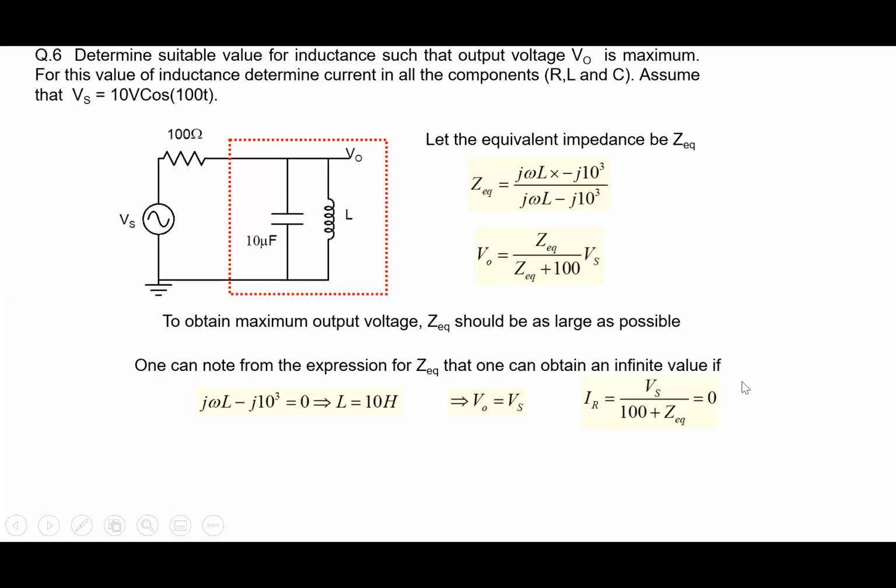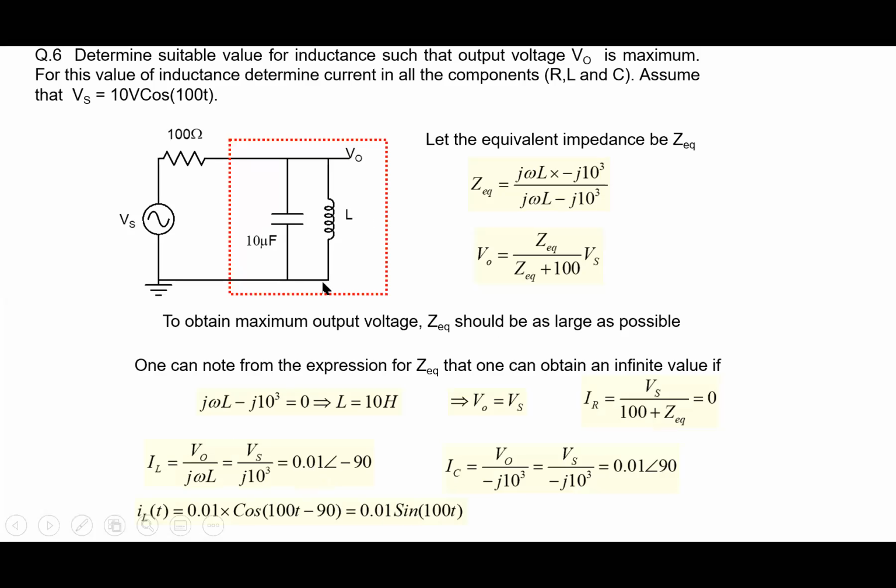So IR is 0, but IL we can calculate because we have a value of V0 and we have a value of impedance. So we can calculate. There's a fairly large current here, 10 milliamperes here, and an equal amount of current flows through this other part here, through the capacitor also, 10 milliamperes here. Of course, the two currents are opposite in phase and they're canceling each other, right? So one can have substantial current here, but no current here, right?